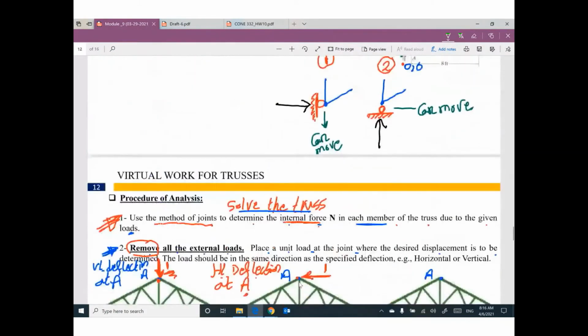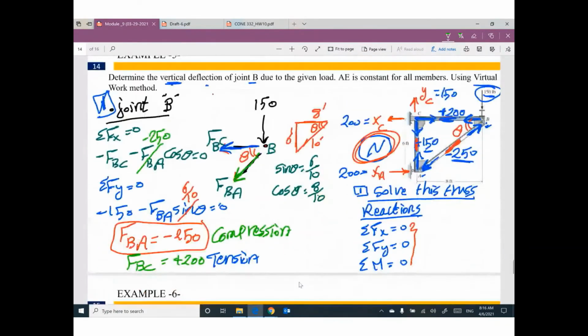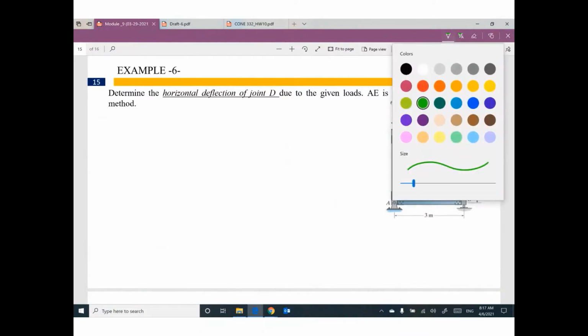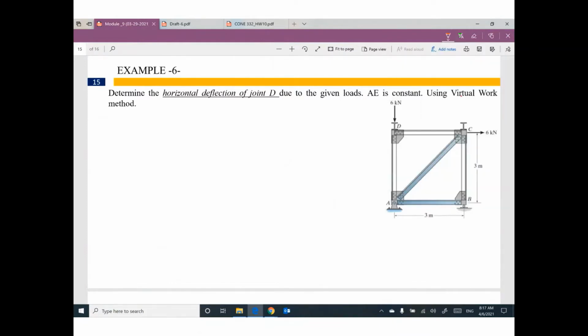I will continue solving examples for virtual work of trusses. For this truss, we need to figure out what is the horizontal deflection of joint D. This joint will move laterally, will move horizontally. We need to figure out how much horizontal deflection.